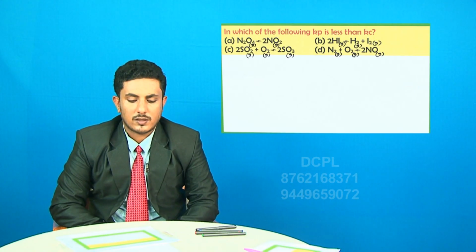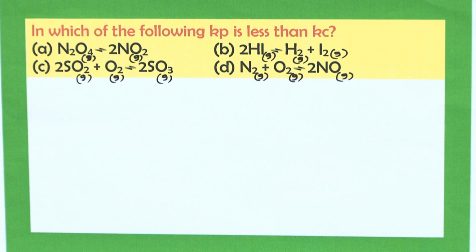Students, the next question is, in which of the following is Kp less than Kc? Option A, N2O4 in equilibrium with 2NO2. Option B, 2HI in equilibrium with H2 plus I2. Option C, 2SO2 plus O2 in equilibrium with 2SO3. Option D, N2 plus O2 in equilibrium with 2NO.